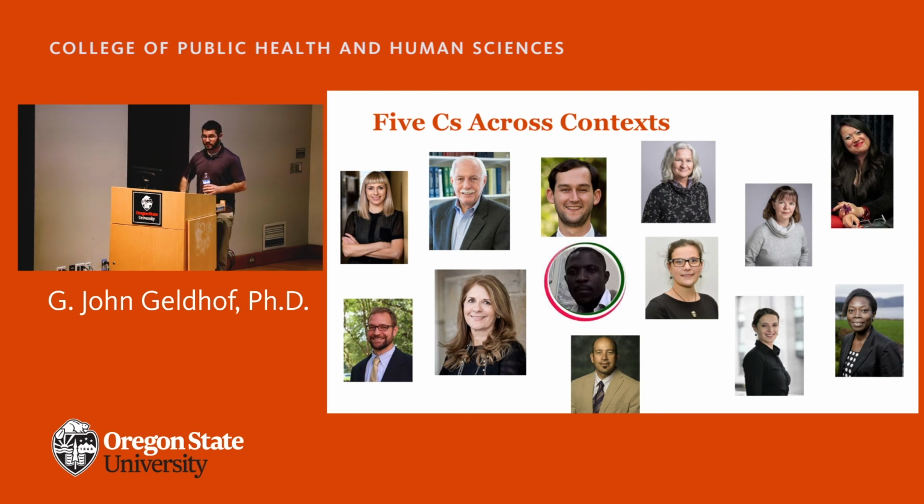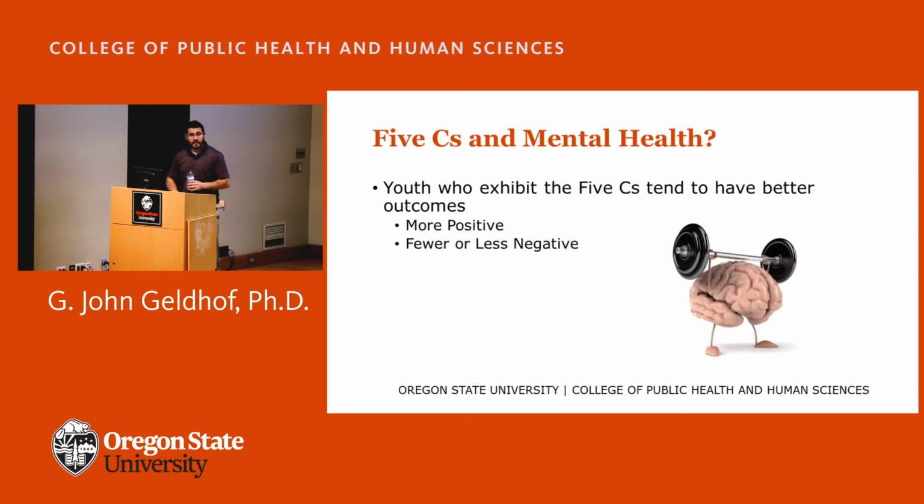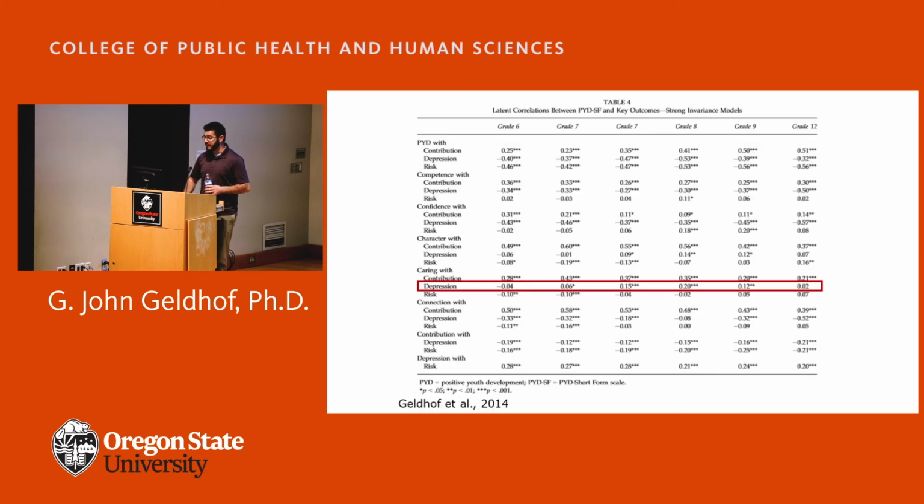We think there will be differences. So the 5 C's are certainly associated with mental health, positively associated with better outcomes, negatively associated with negative outcomes. I'm not going to go through all of the results here. I'm just going to say, here we have across 2, 3, 4, 5, 6 years of adolescence, grades 6 through 12, correlations consistently showing that positive youth development, the 5 C's, predict contribution. They're negatively associated with depression, negatively associated with risk behaviors.